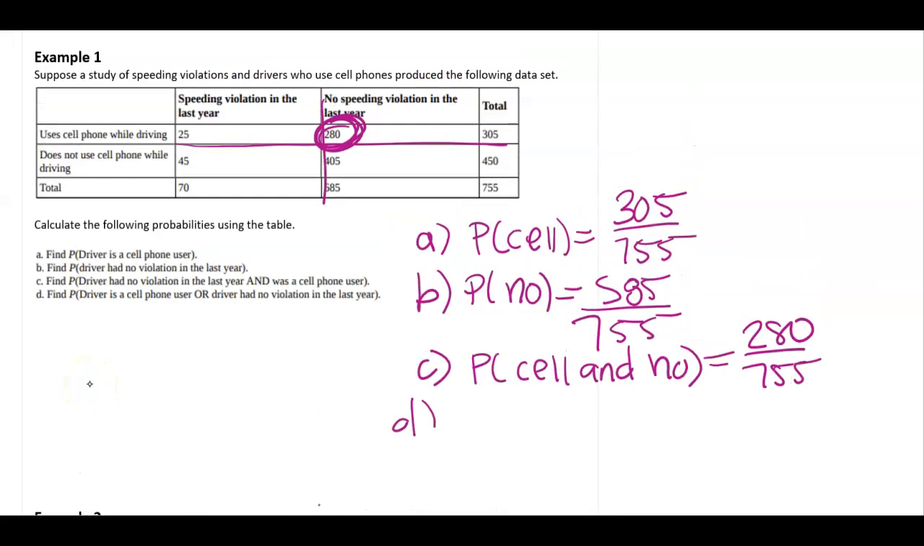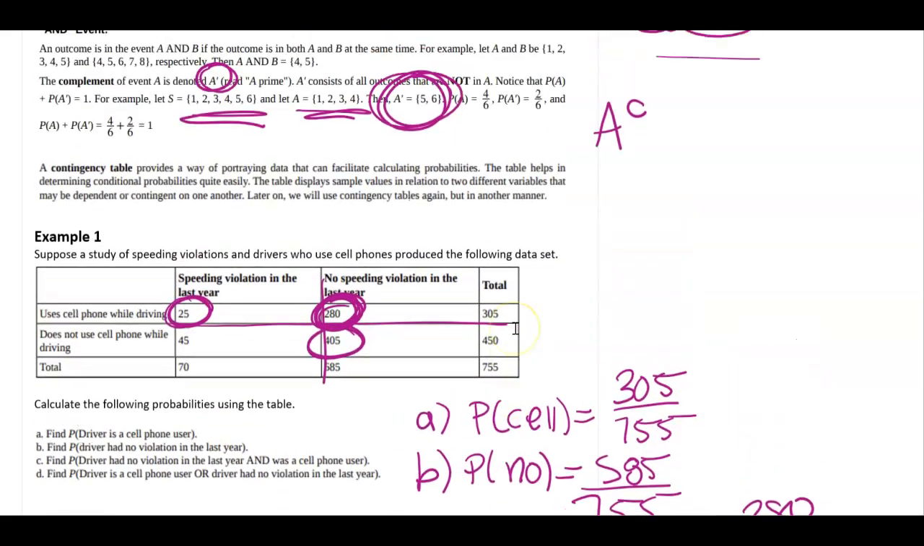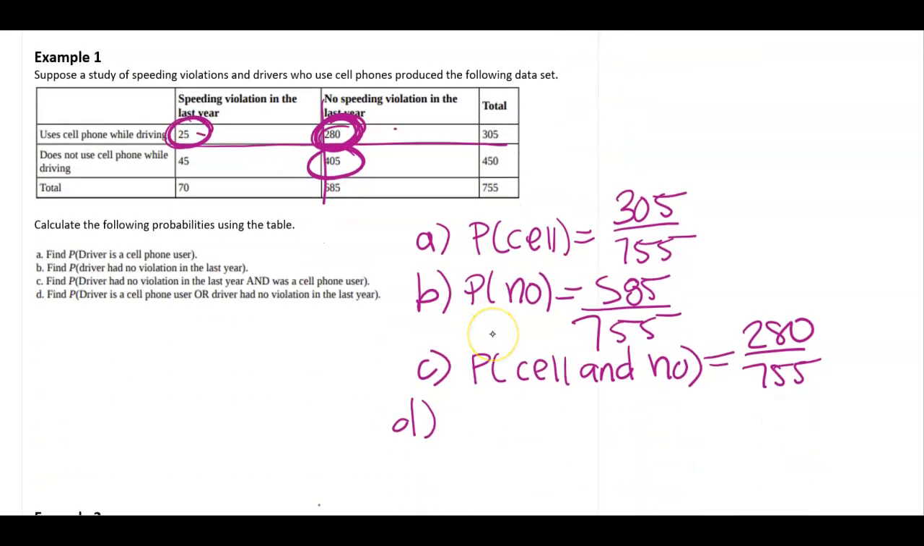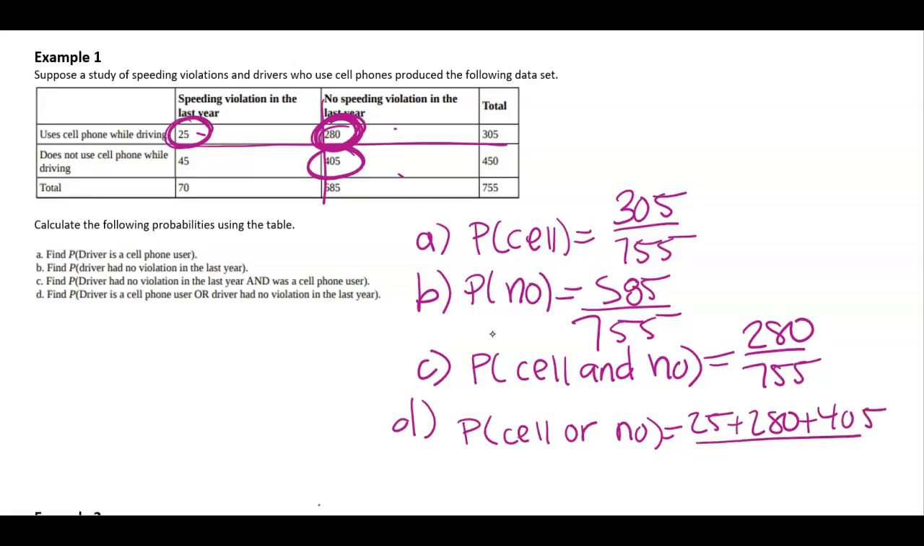On D, if I'm like, hey, what about people that were on their cell phone or they didn't have any violations? You can again use the table and realize that that would be these people, the intersection, and these people. Look back at the Venn diagram, right? We don't count that 280 twice. We just said, oh, it's this, this, and this. Same thing here. It's this, this, and this. So the probability of cell or no violation, we'd say is 25, 280, and 405 out of everyone.